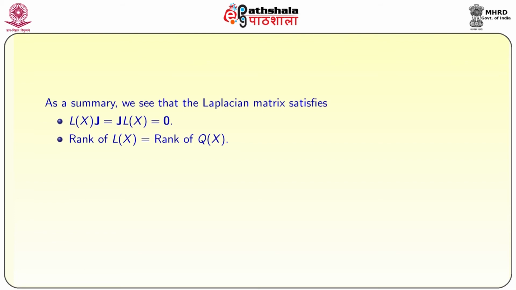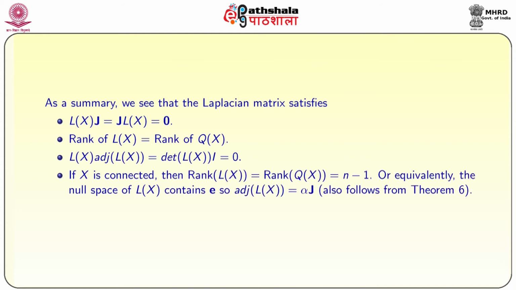It is because this comes from L(X) equal to Q(X) Q(X) transpose, and L(X) times the adjoint of L(X) is equal to the determinant of L(X) times I, which is equal to 0. This is because 0 is always an eigenvalue of L(X), so the determinant of L(X) is always 0. If X is connected, then the rank of L(X) is equal to the rank of Q(X), equal to n minus 1, or equivalently the null space of L(X) contains the all-ones vector. So the adjoint of L(X) equals alpha J.